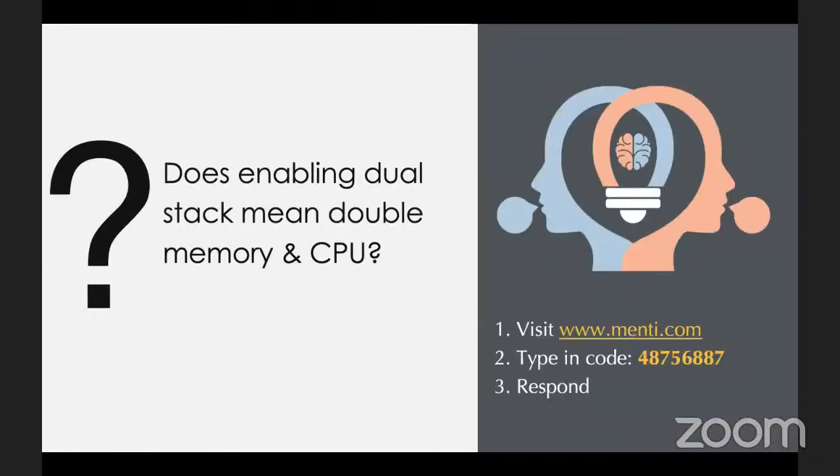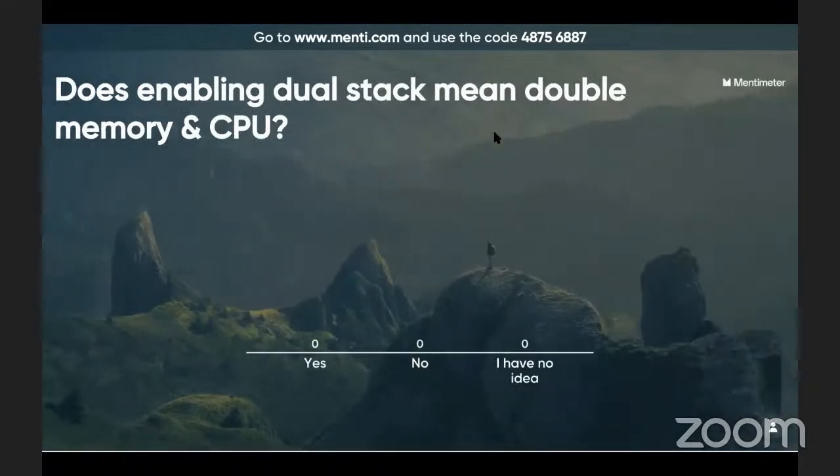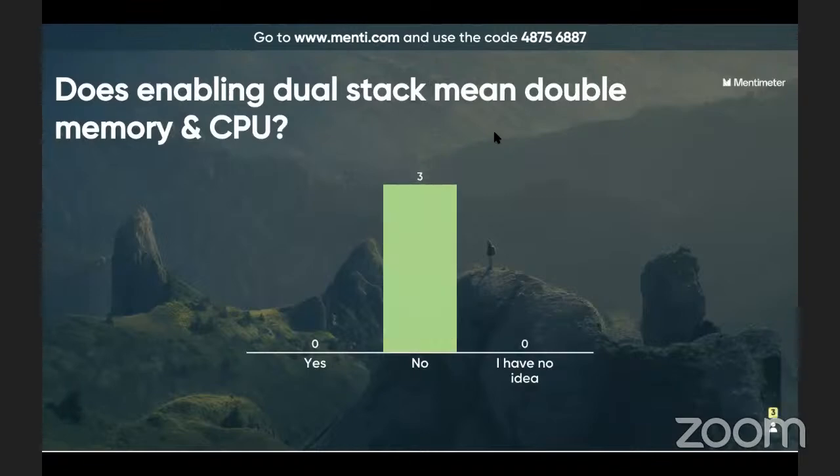So I have an interesting question here. We've talked of DualStack. You have your router, IPv4 is running, and you enable IPv6 on it. So by enabling IPv6, does it mean double memory and CPU? As usual, head over to menti.com. The slide should have switched if you're still there. So does enabling DualStack mean double memory and CPU?